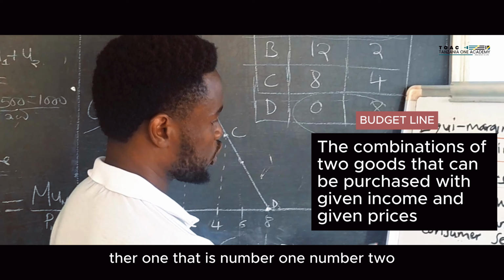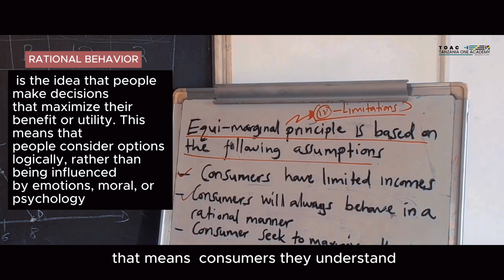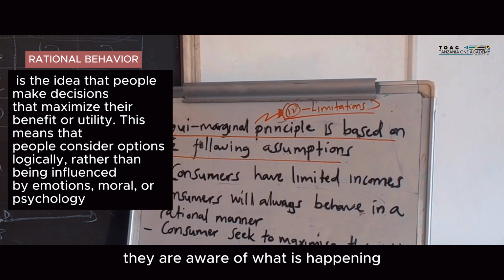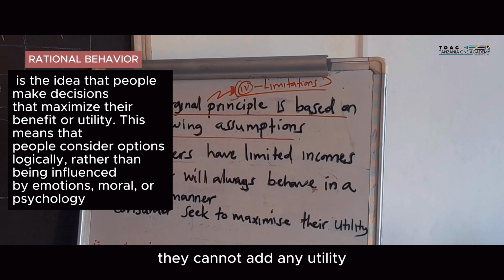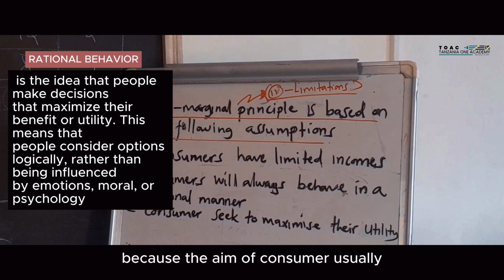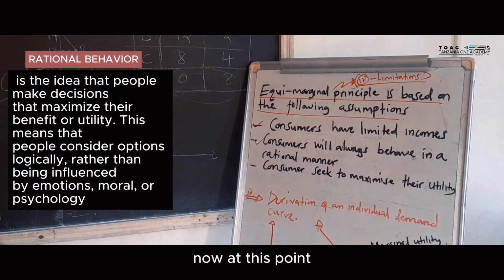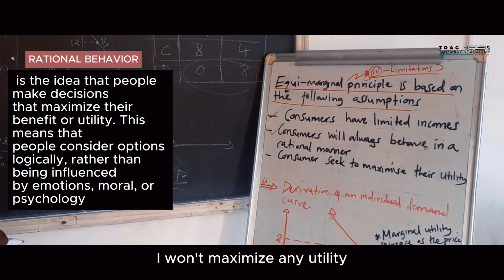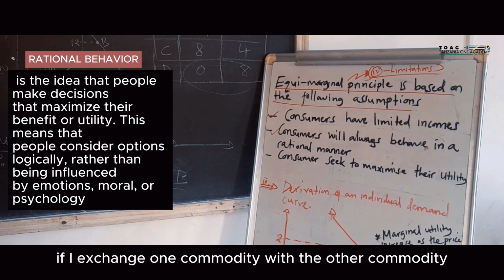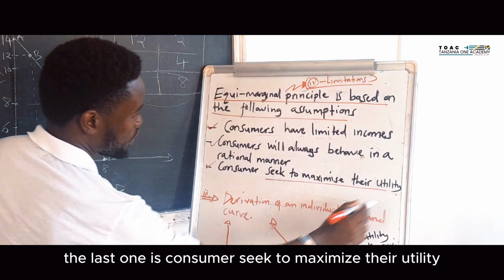That is number 1. Number 2, consumers will always act in a rational manner. That means consumers are aware of what is happening. They are aware that at this point they cannot add any utility, because the need of consumers usually is to maximize utility. At this point, the consumer will be aware that I won't maximize any utility if I exchange one commodity with the other commodity. The last one is that consumers seek to maximize their utility.